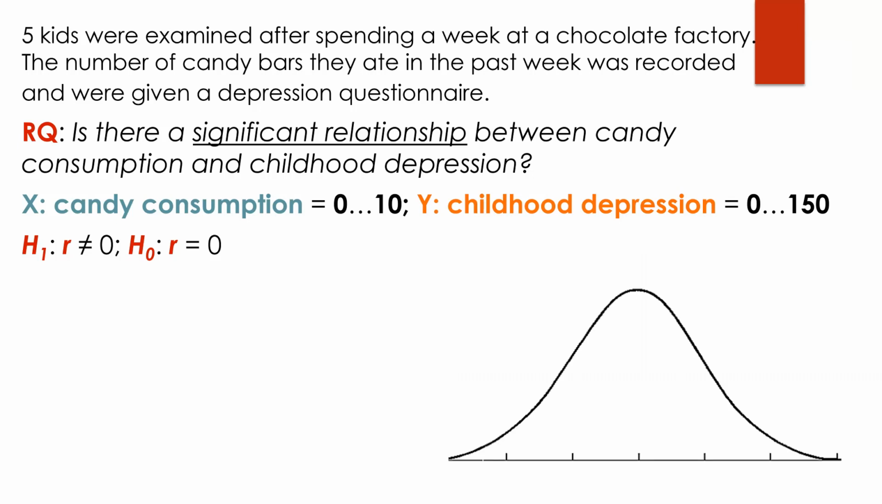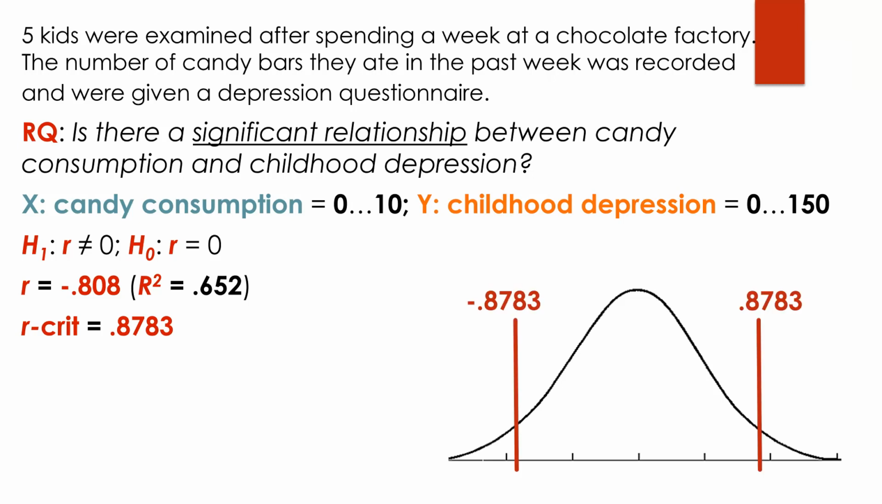Now, the critical score you should have found is an R crit of 0.8783. Now, because this is a two-tailed test, it's non-directional, that is going to go on both sides. So we have a negative and a positive version of it. Now, does our R score go past either of these scores? It in fact does not. Negative 0.808 does not go past negative 0.8783.